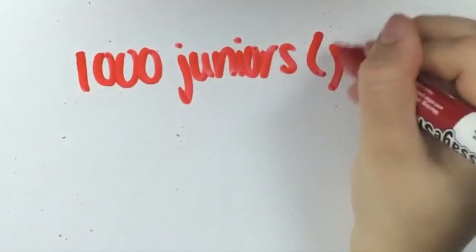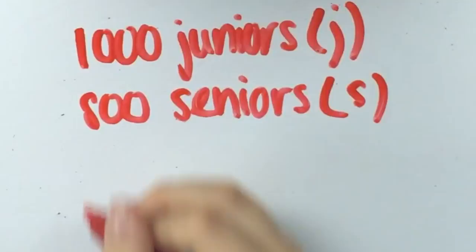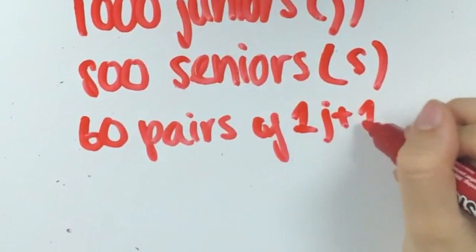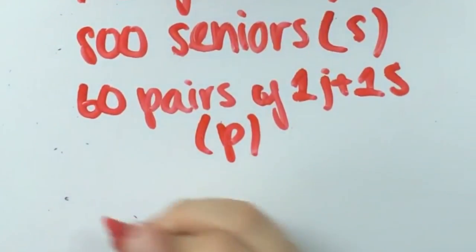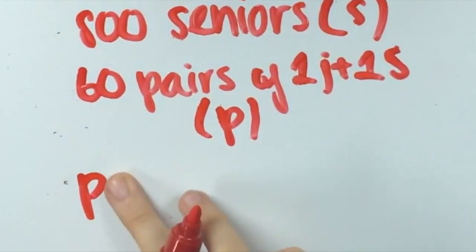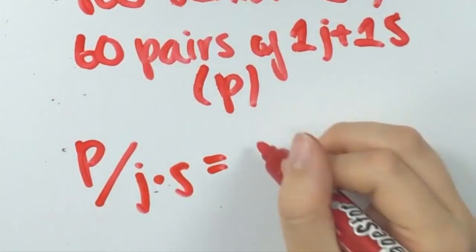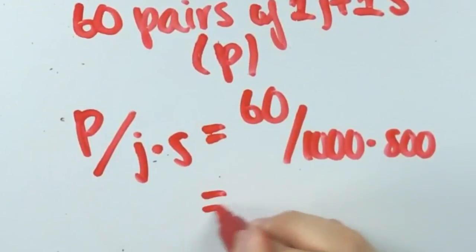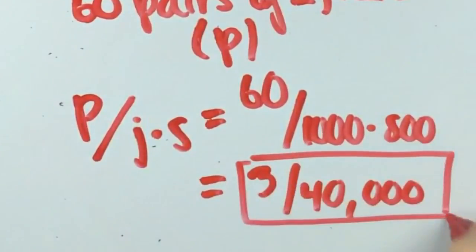So in this problem, there are 1,000 juniors, which I'll shorten to J, 800 seniors, which I'll shorten to S, and 60 sibling pairs with 1 junior and 1 senior, which I'll shorten to P. Those 60 pairs, which I shorten to P, are divided by the total amount of juniors, which is 1,000, times the total amount of seniors, which is 800. When simplified, this is equal to 3 out of 40,000.